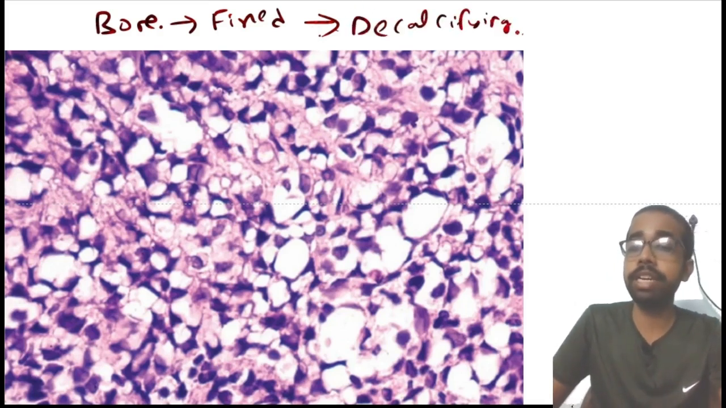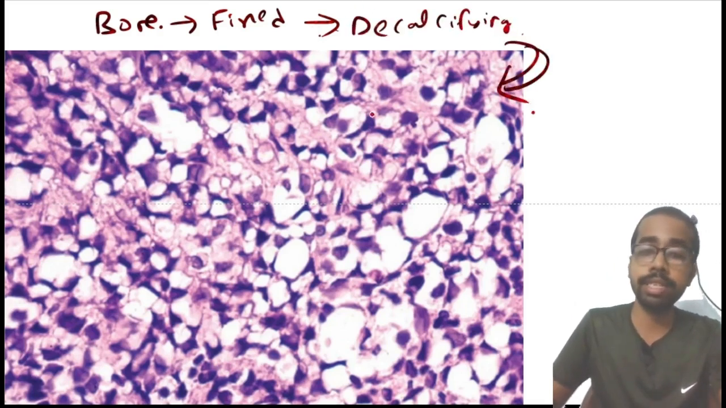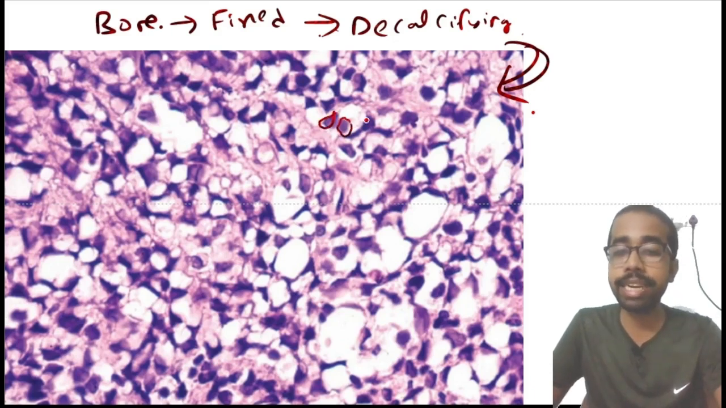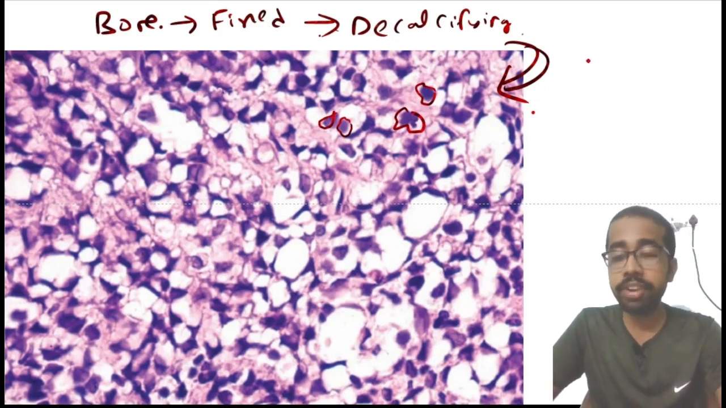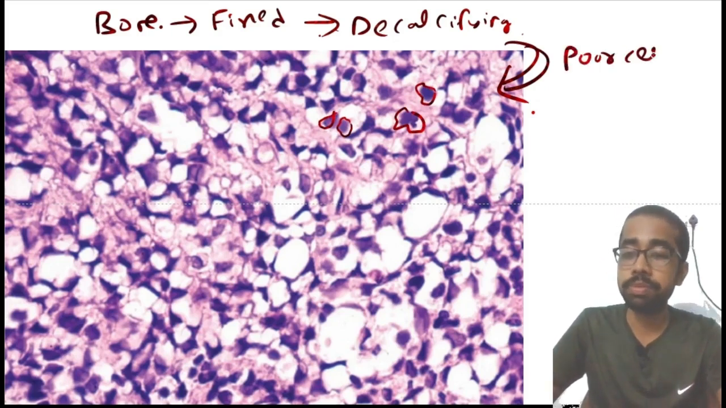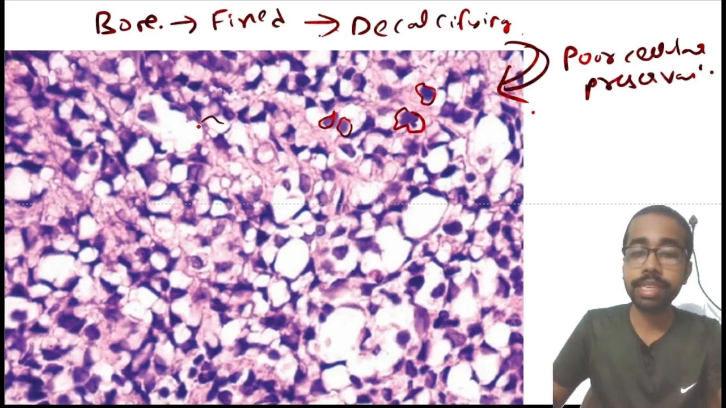Now after decalcification, this was the result. Now what is this result? Can you see these nuclei? Yes, these are smudgy, right? Having a smudgy end. These are the nuclei. That means there is definitely poor cellular preservation, right? What else? What about the vacuoles? Yes, these are the vacuoles.